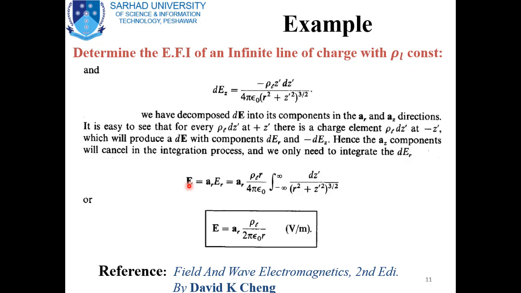So our total electric field intensity, which lies only in the radial component, we will have to integrate from minus infinity to plus infinity. As in the radial term dE_r we have a dz term, our integration will be with respect to z, and the limits of z for the infinite line are from minus infinity to plus infinity. By solving this integration and multiplying the result with the outer term, our electric field intensity in the radial direction due to an infinite line of charge is equal to rho L divided by 2 pi epsilon naught into R, and the unit of electric field intensity is volt per meter.